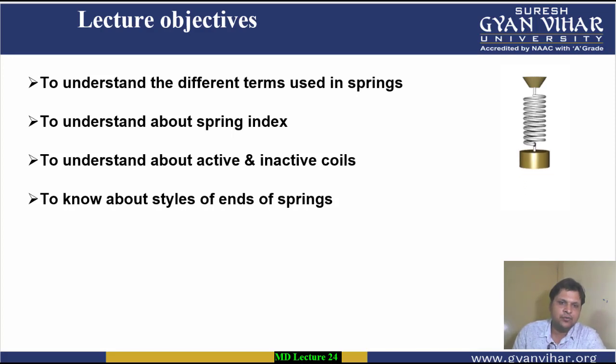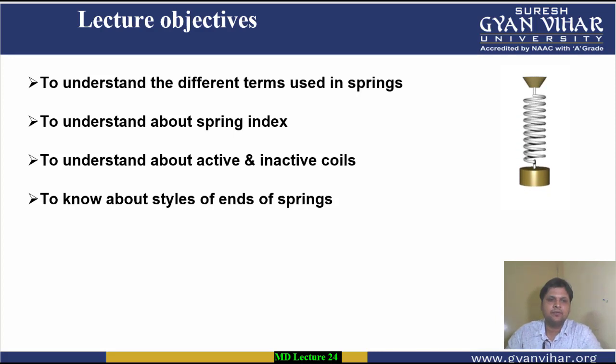Generally, in the helical tension or extension springs which you see, some coils are basically used to bear the load and some coils act as dead coils. So we will study the active and inactive coils. This is our third objective. And the fourth objective is to know about the styles of ends of springs. There are different styles of the ends of the spring, so we are going to understand that also. So these are the objectives of the lecture. Now let's move into the discussion.